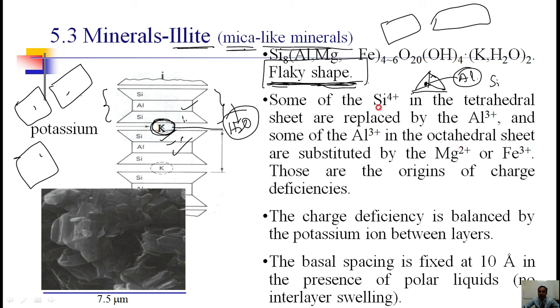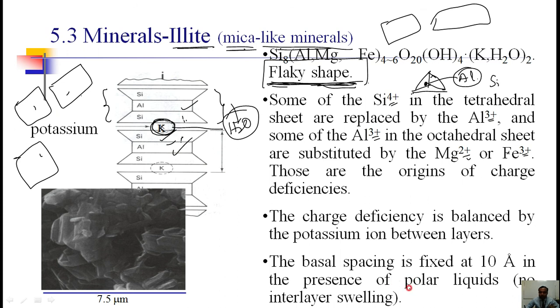When you replace, see, here 4+ is there, instead of that you are giving 3+. 3+ is there, instead of that you are giving 2+. Here charges are varying; charge deficiency is created. This deficiency will attract some amount of water or some potassium or some bonds. The charge deficiency is balanced by the potassium ion in between layers. That deficiency will attract your potassium. The basal spacing is fixed at 10 angstrom in the presence of polar liquids, with no interlayer swelling.